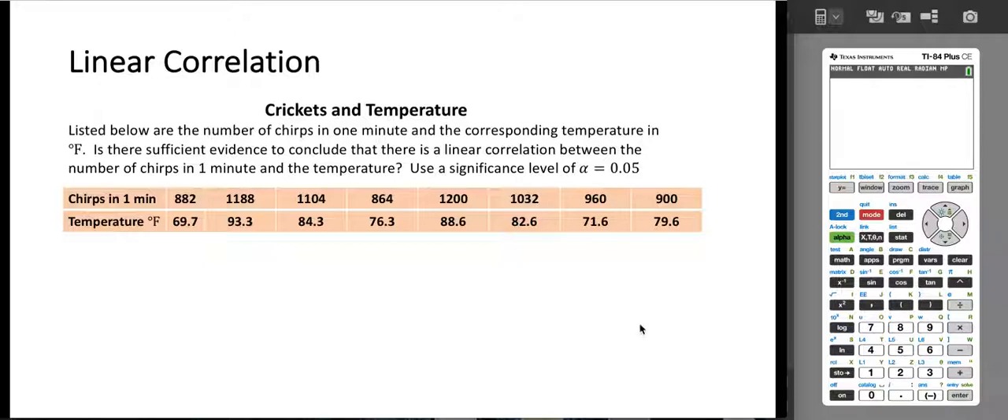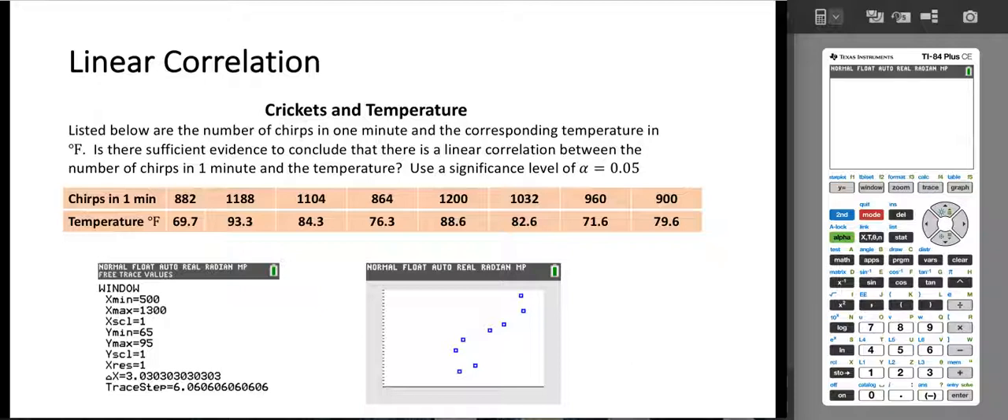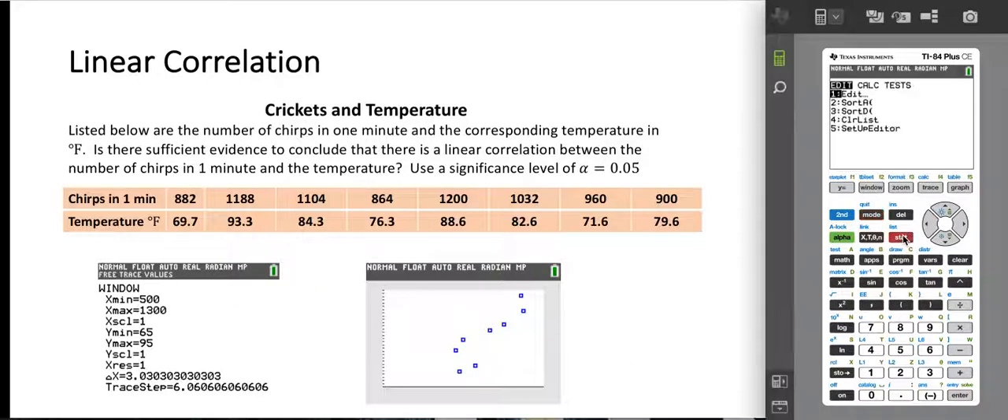First thing I want to do is show you how to create a scatter plot of this information. I've done it already and it's here, but I'll show you how to do it on your calculator. First, you're going to want to enter the data. I'm going to edit, and in list 1, I put the first row of values, which is the chirps per minute. And in L2, I put the temperature.